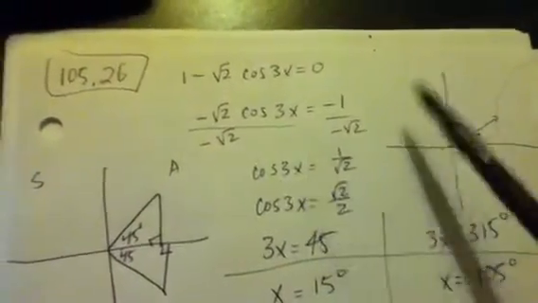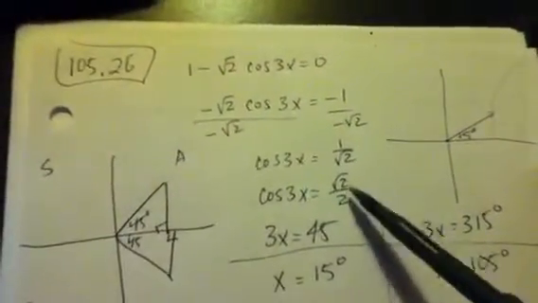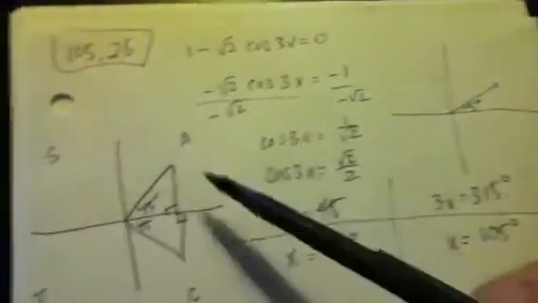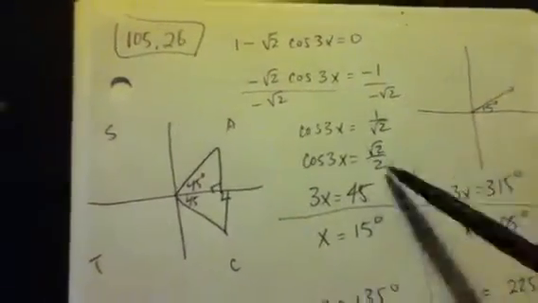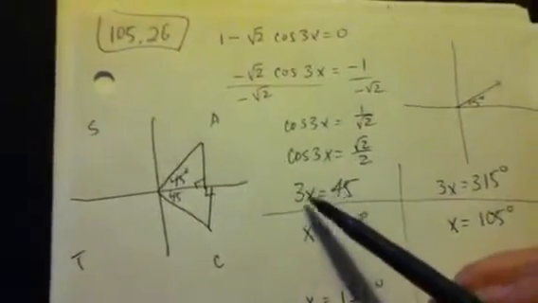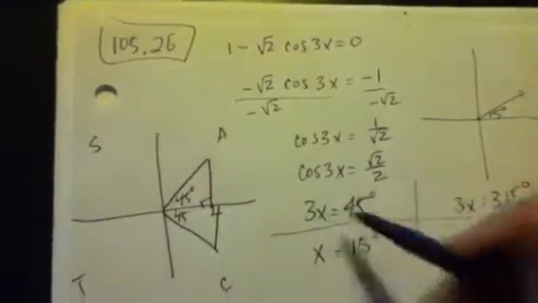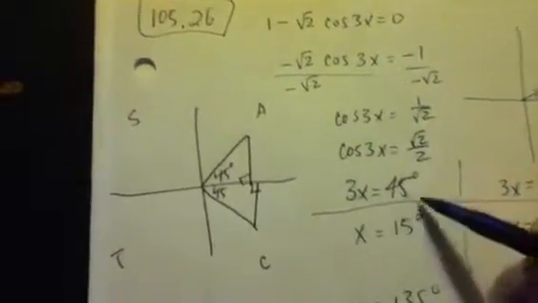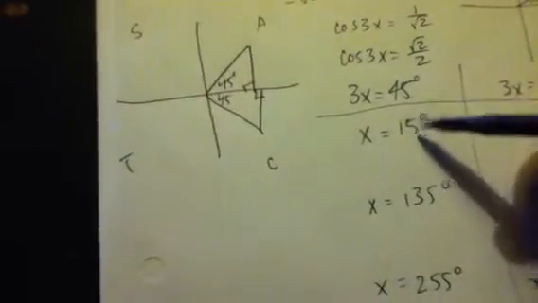Cosine 3x is 1 over root 2, which can be written as root 2 over 2, which is 45 degrees. Okay, and then, 45 degrees is not what x is, that's what 3x is. So you divide by 3 and you get your 15.